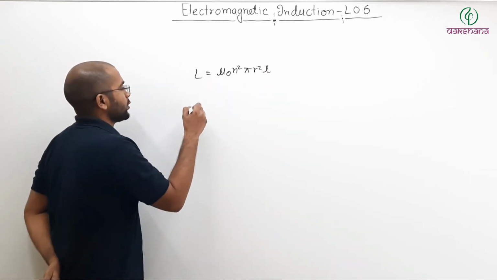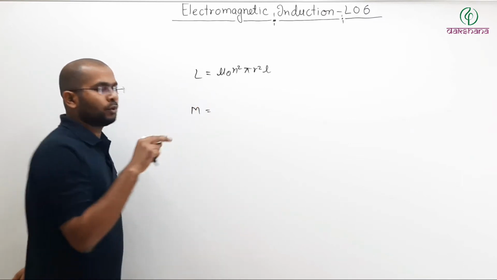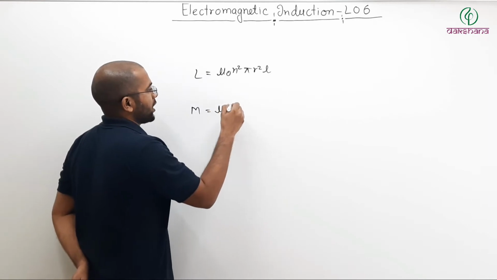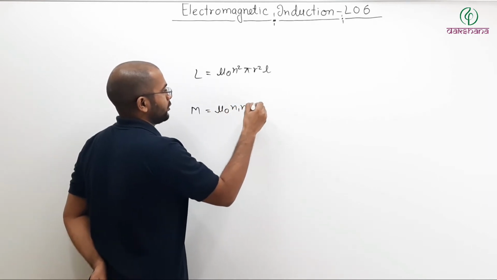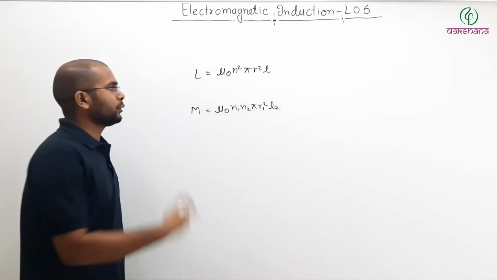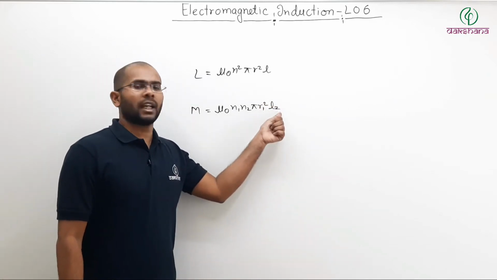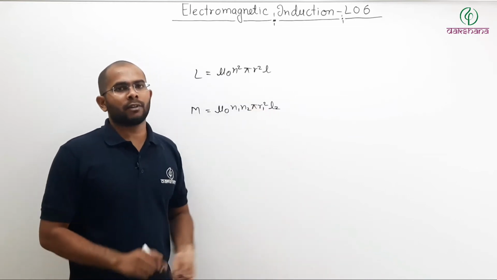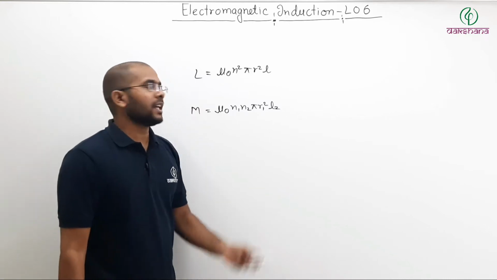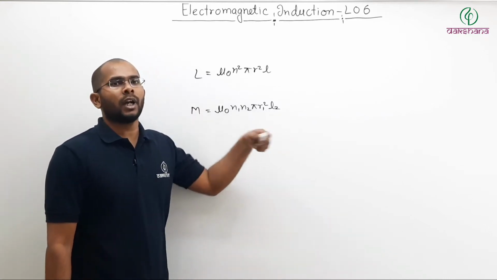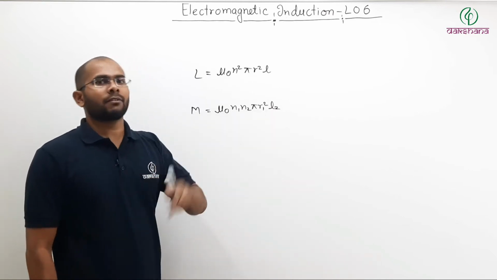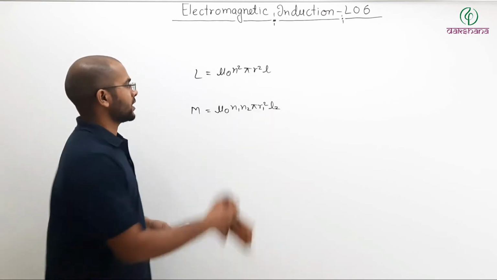And in case of mutual inductance across two coaxial solenoids, what was the formula? It was mu naught n1 n2 pi r1 square L2. How do you decide which R1 and L2 to take? Whichever one is the smaller, that you take. We have studied in detail in the previous lecture which R1, R2 and which L2 you should take.